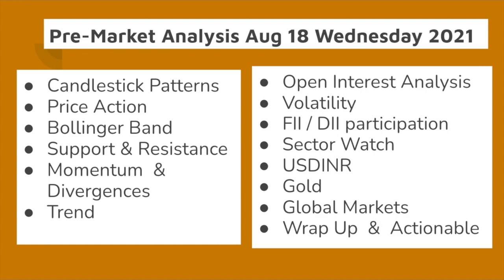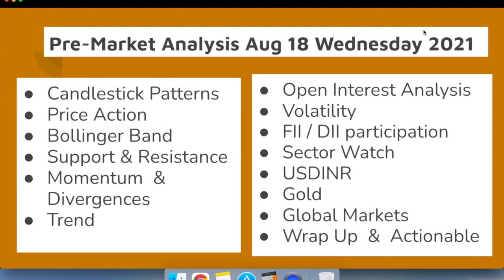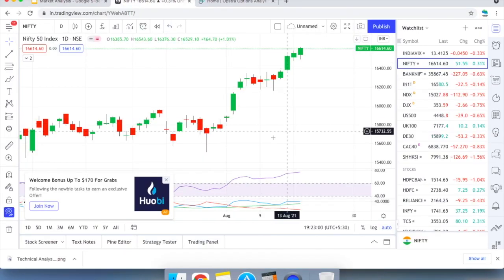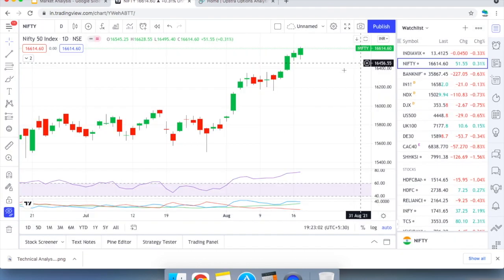As usual, today also we will be looking at the pre-market analysis based on all of these parameters that we see on the left side of the charts, for the price action and all the chart parameters. On the right side we'll have additional analysis based on open interest options, derivative strata, the global commodities, sectorial watch, and institutional participation, and we'll wrap up with some actionables on some stocks or indices, how to trade. So without wasting time, let's quickly go to the index charts.